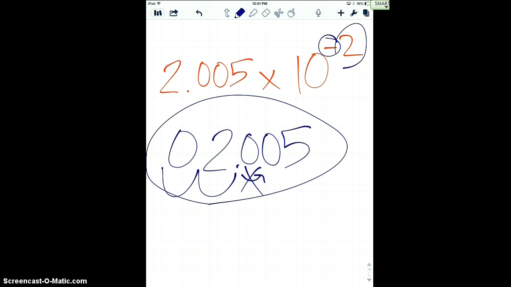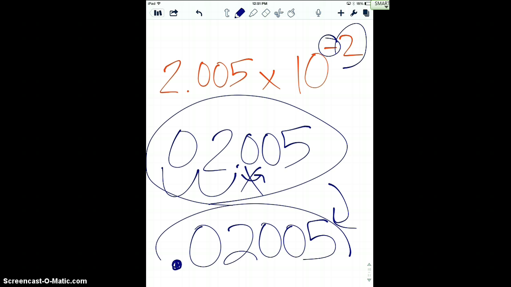And I do not like how this looks, so I would rewrite it because I am not really sure what you're saying there. So the number is really 0.02005. Scientific notation yet again.